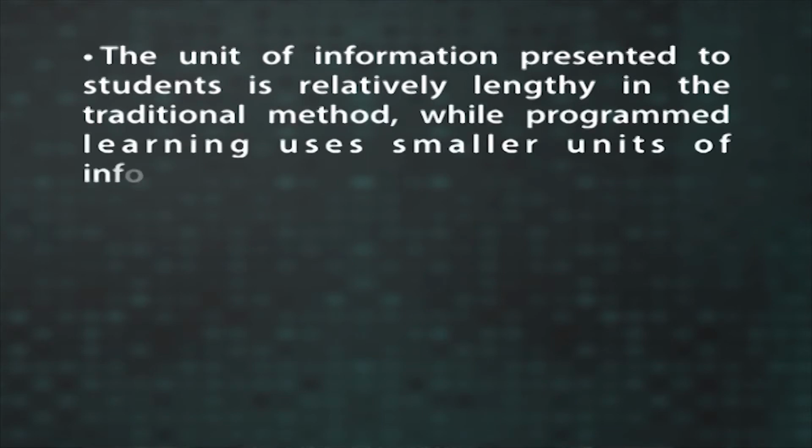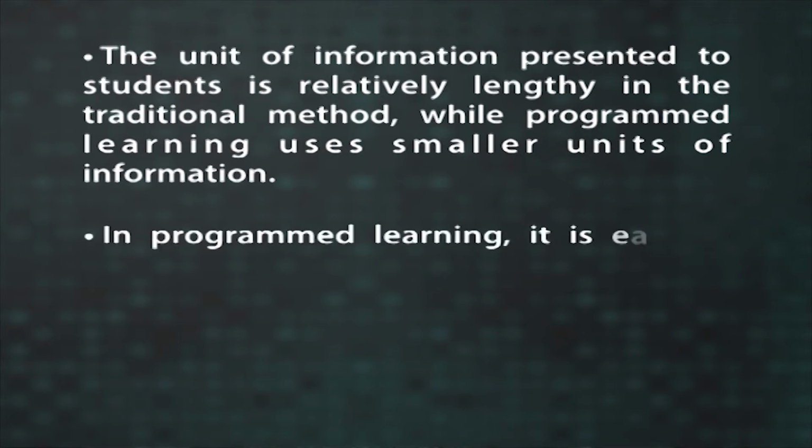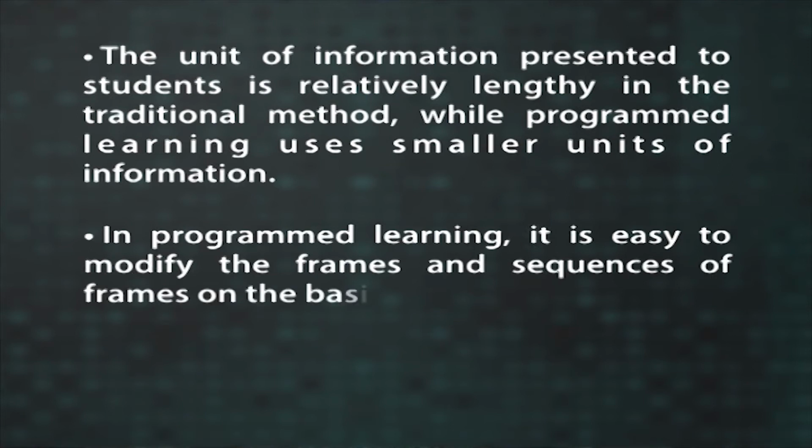The unit of information presented to students is relatively lengthy in the traditional method, while programmed learning uses smaller units of information. In programmed learning, it is easy to modify the frames and sequences of frames on the basis of student reactions. Effective sequences of frames are retained and ineffective sequences of frames are discarded or modified through a series of tryouts and testing. However, such a gradual modification and revision is very difficult to implement in the traditional method.